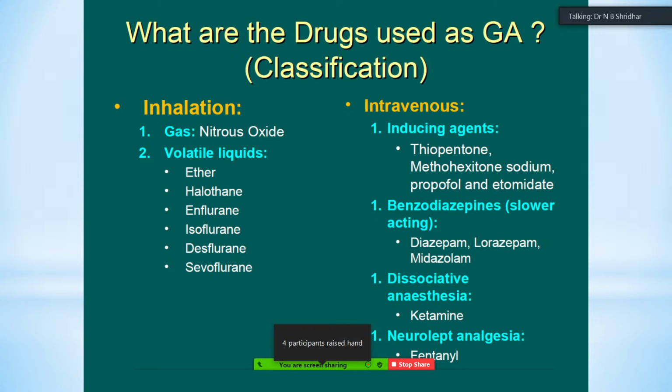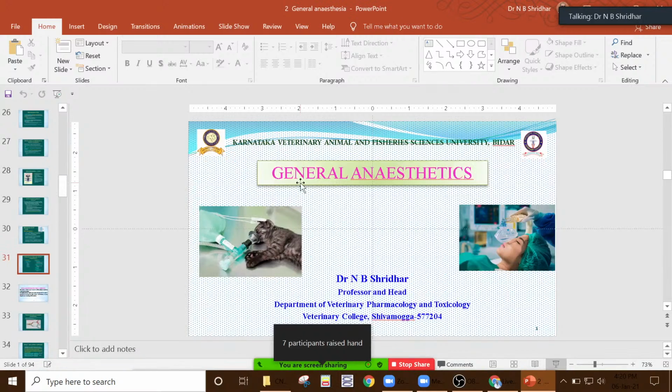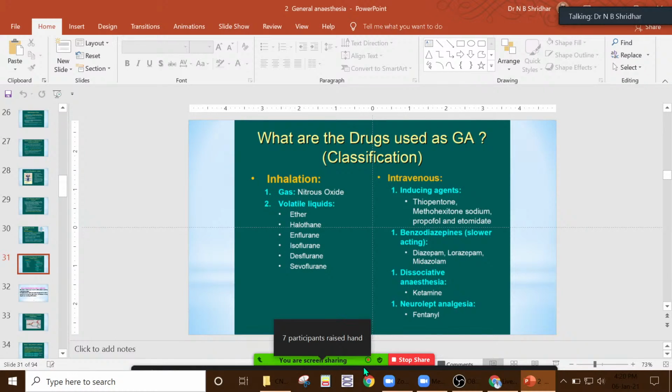We have to study all these agents in detail in the forthcoming classes. Tomorrow we are going to learn in detail about this particular class of drugs: the inhalation anesthetics, the intravenous agents, how they induce anesthesia, and the different anesthetic agents with their different mechanisms of action.